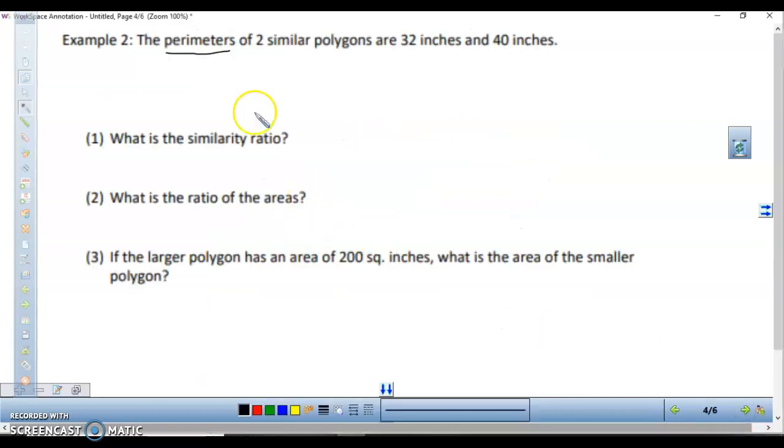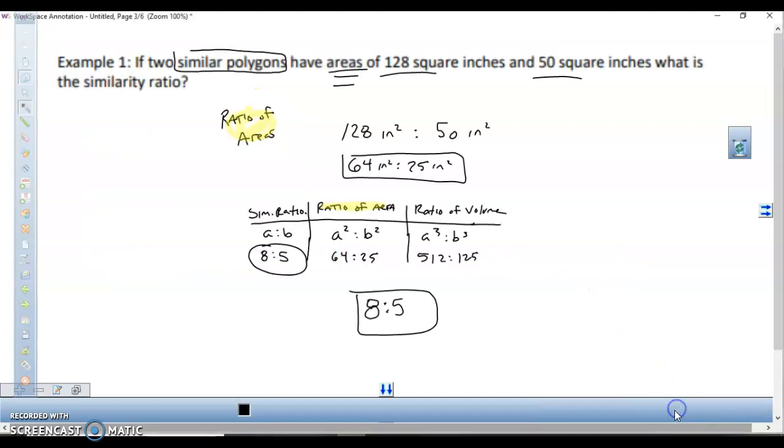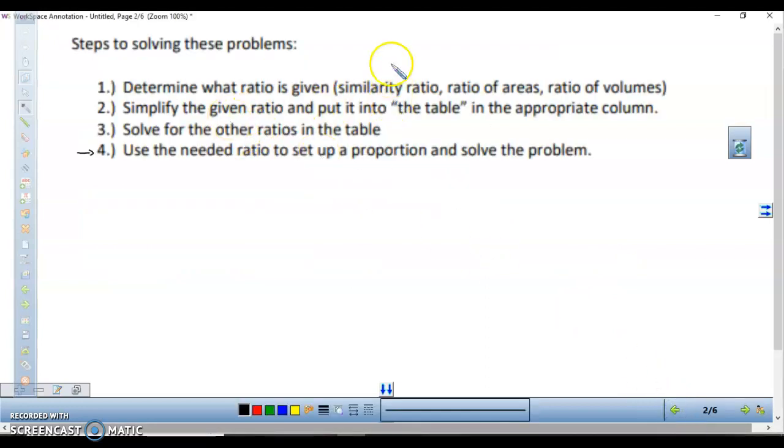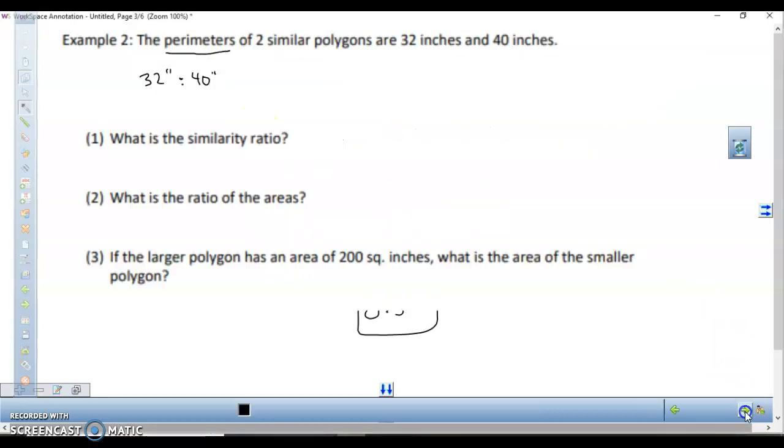So here we go. I know that the perimeters are 32 inches and 40 inches. So that gives me a ratio of 32 to 40. But we always simplify it first. So step 1, what ratio is given? This is going to be my similarity ratio because it's linear measurements. Step 2, simplify them and put them into the table. So when I simplify 32 to 40, they're both divisible by 8, I get 4 to 5.